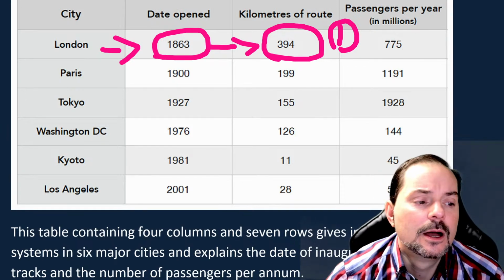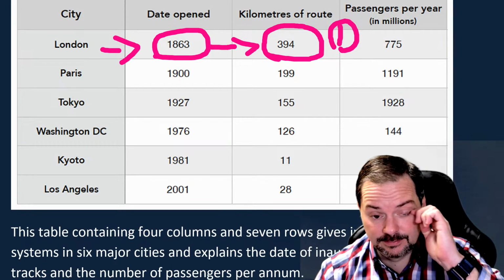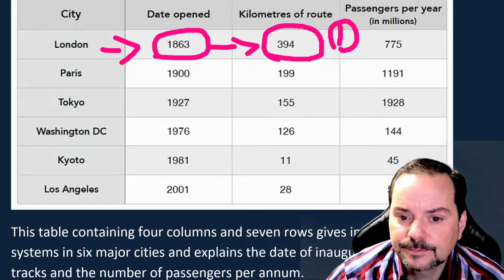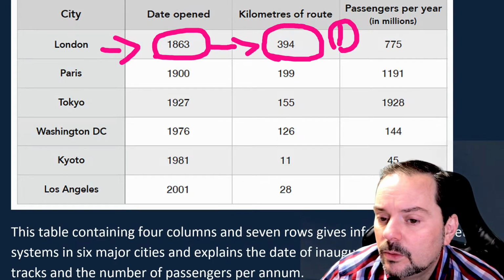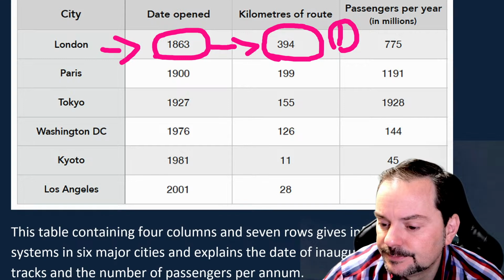Okay. My second point. What should be my second point? What would you write as your second point?